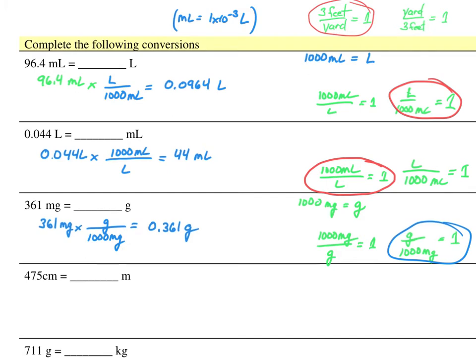The relationship between centimeters and meters is that 100 centimeters is equivalent to a meter. So we can write two conversion factors.